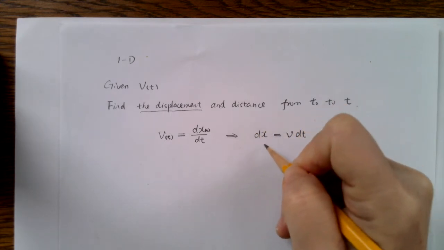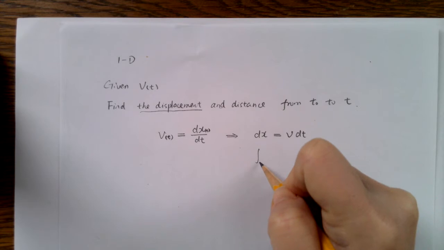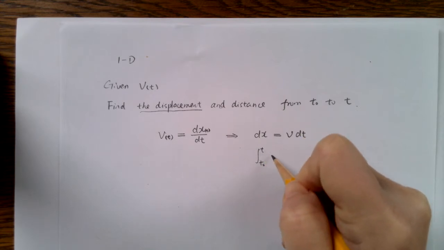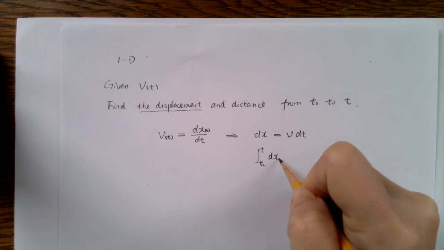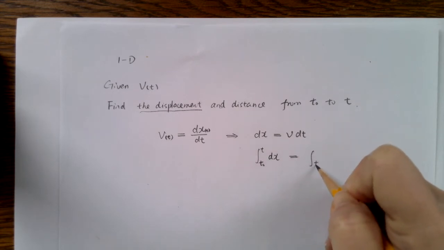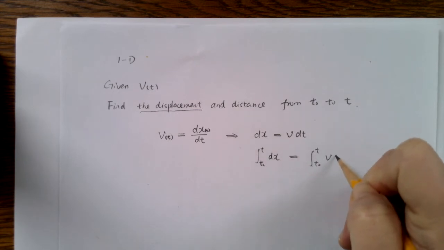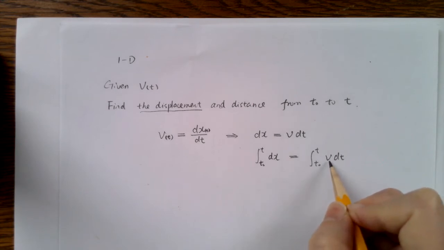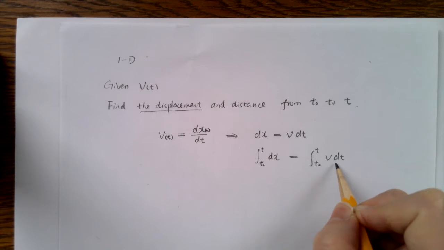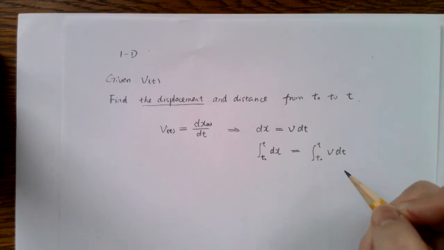And then integrate on both sides here, from what? From t sub 0 to t. We got the integral of dx from t sub 0 to t equals the integral from t sub 0 to t of v dt. And again, here we know v is a function of t. So I don't write the parenthesis t right here, but we keep this in our mind.